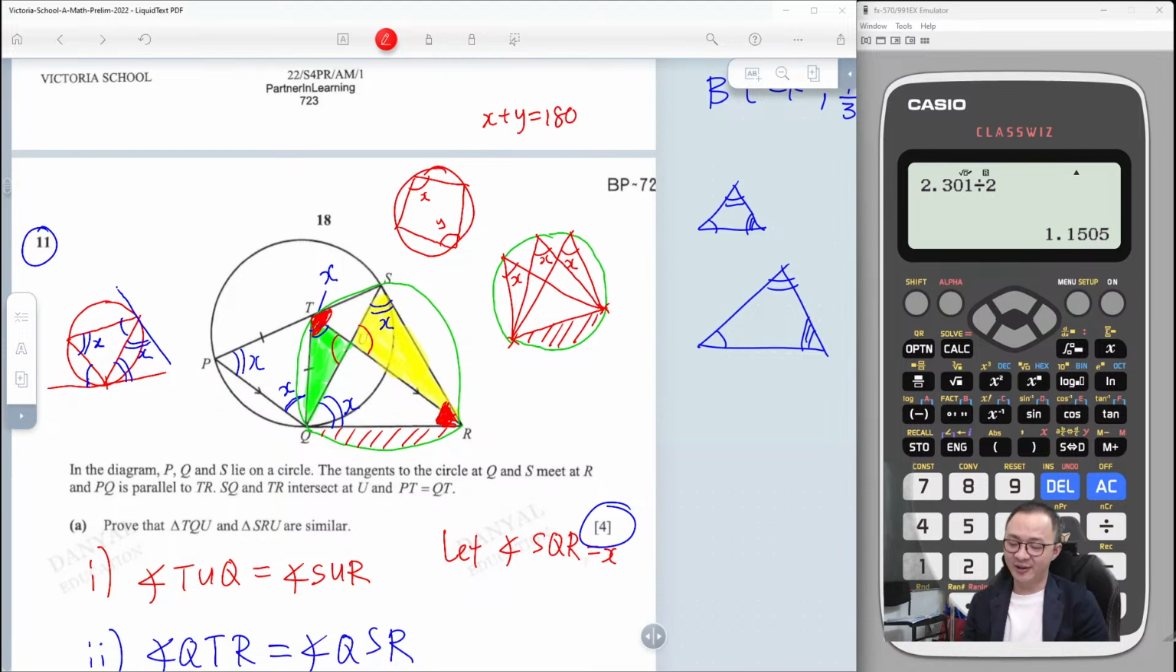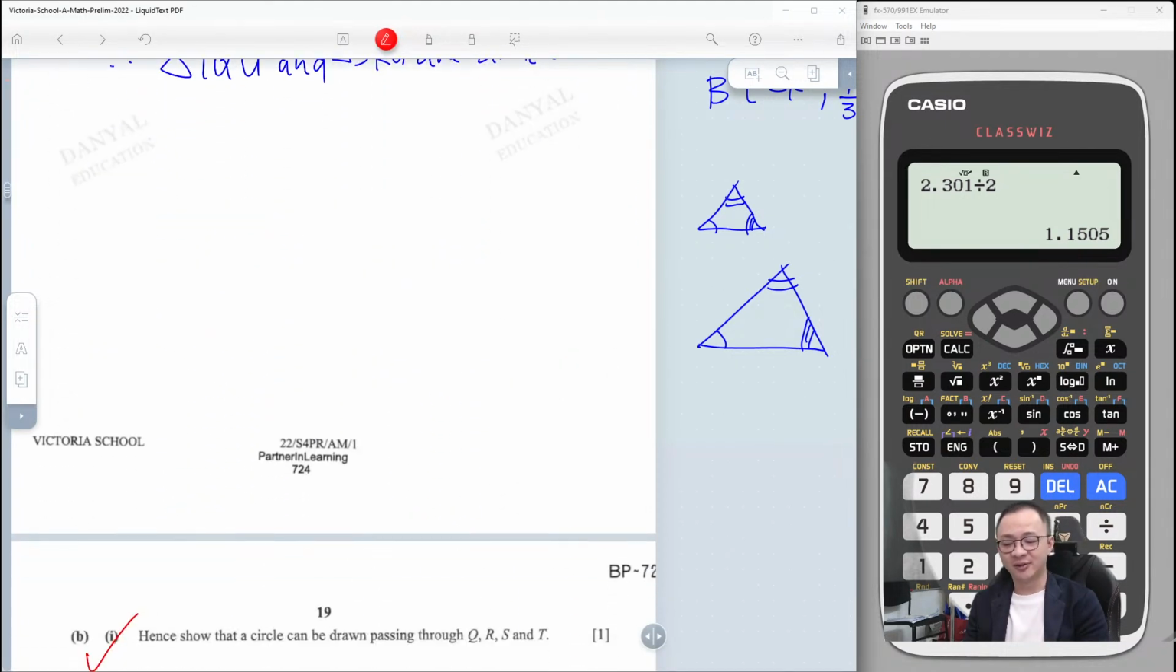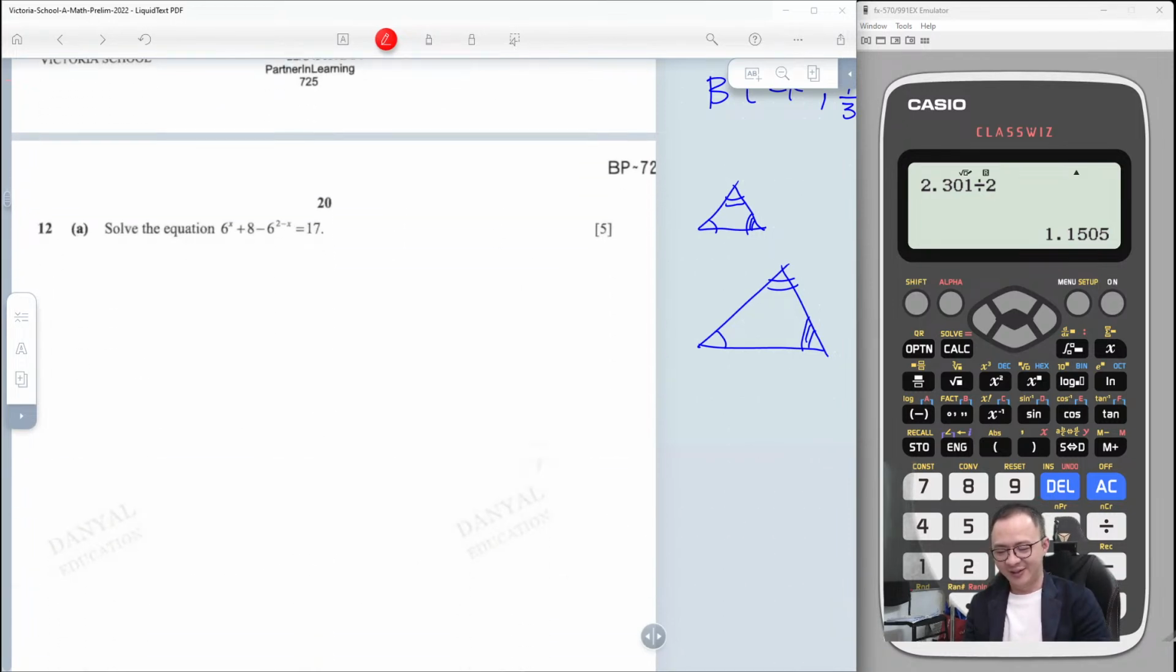So therefore, in this case, I will say the angle QTS plus the angle QRS will equal 180 because it is a cyclic quadrilateral. Okay, so 1 mark. I'm done with this.